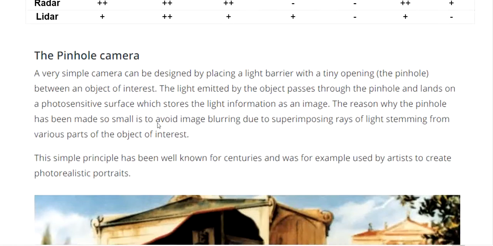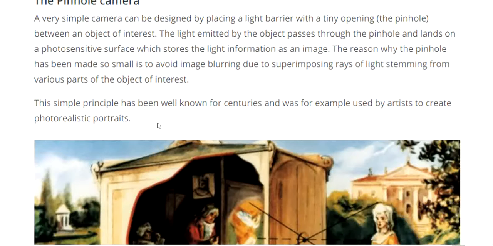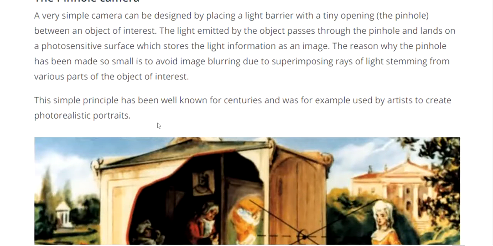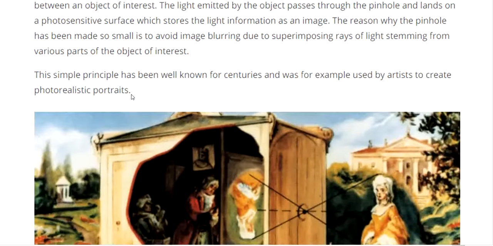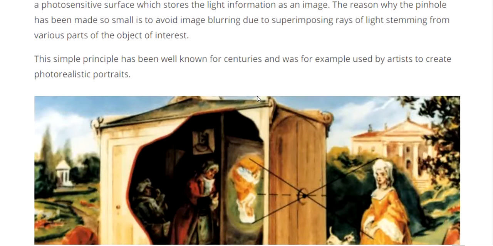Okay, next we talk about the camera. In the history of the camera, we used the pinhole camera. The camera is designed by placing a light-proof box with a tiny opening, the pinhole, between the object and its wrist, so the light emitted by the object passes through the pinhole and lands on a photosensitive surface, which stores the light information as an image. The pinhole is made so small to avoid image blurring due to superimposing rays of light stemming from various parts of the object of interest.